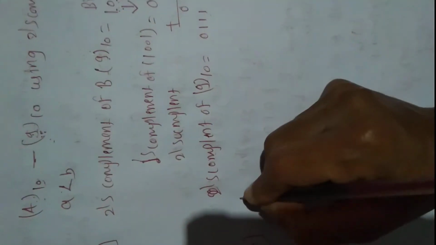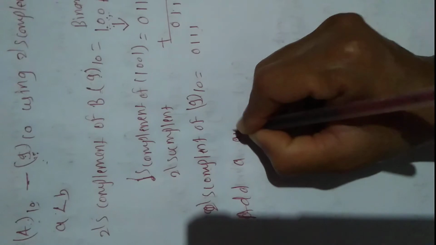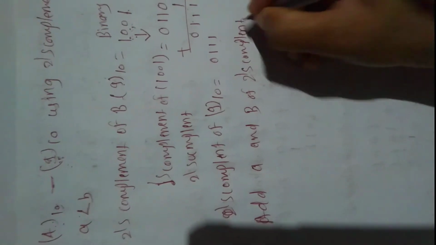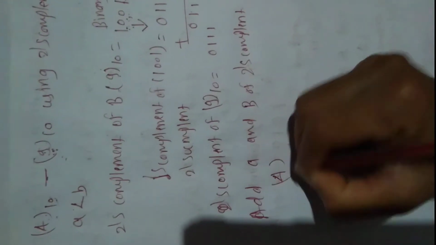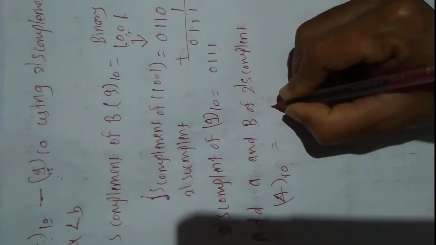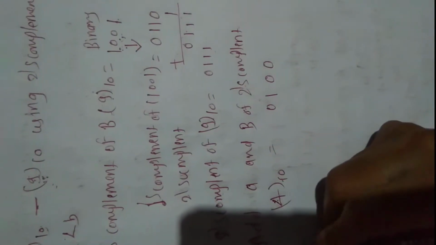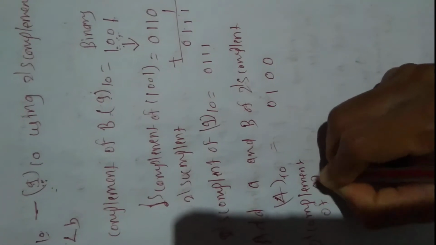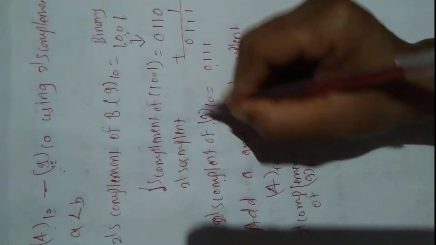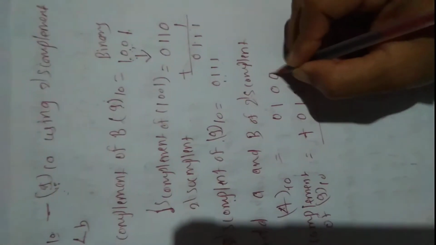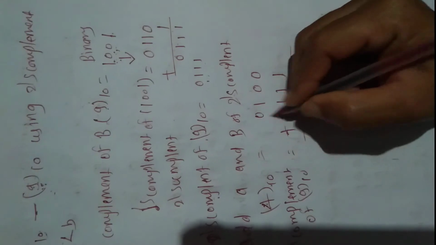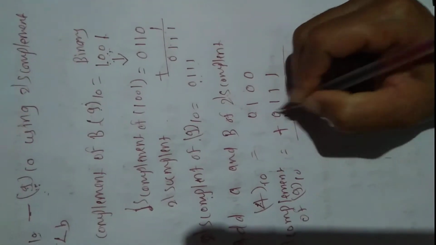So second step, add A and the 2's complement of B. The A number is 4, in base 10. In binary, 4 is represented as 0100, and the 2's complement of 9 is 0111. So add the first number. The addition rule: 0 plus 1 is 1, 0 plus 1 is 1, 1 plus 1 is 0 carry 1, 0 plus 0 is 0, 0 plus 0 is 0, 0 plus 1 is 1.